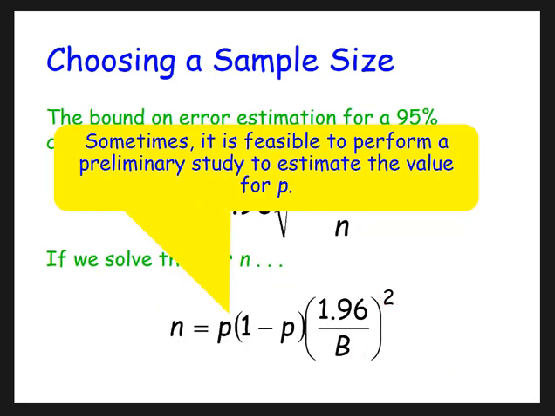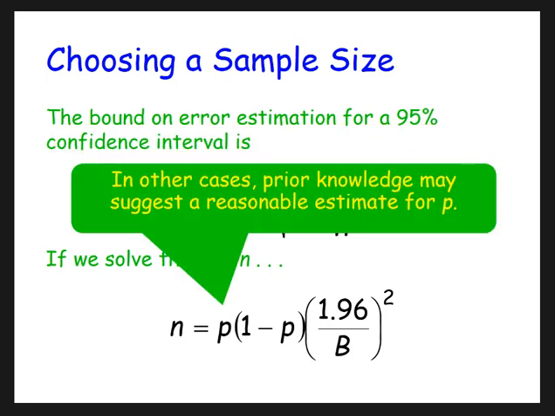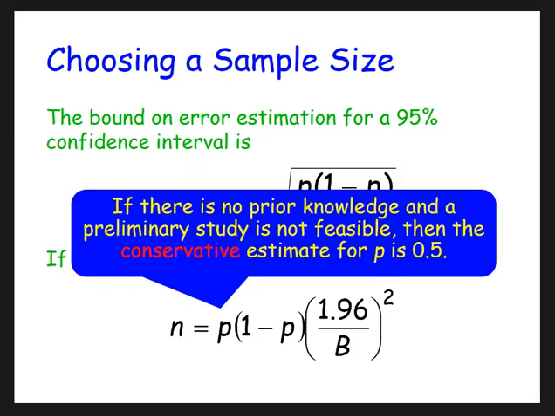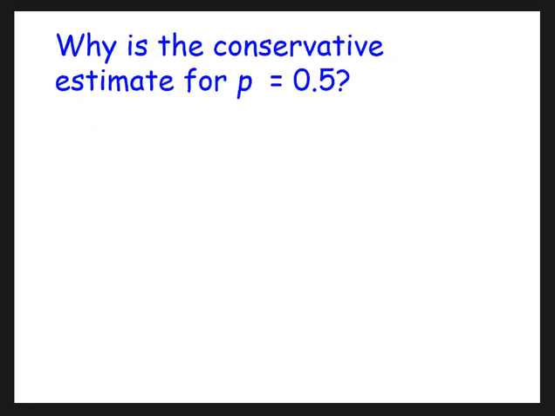Sometimes it is feasible to perform a preliminary study so that we can estimate the value of P and put it in here. Remember, if we don't have that estimate, we have to use 0.5, which is going to give us a significantly larger sample than if we have a reasonable estimate of P. In other cases, prior knowledge may give us a reasonable estimate of P. But if there is no prior knowledge and it's not feasible to do a preliminary study, then we use that conservative estimate of 0.5, which is going to give us a much larger sample requirement, which is playing it safe because a bigger sample is going to be big enough, even if we used a different value of P.